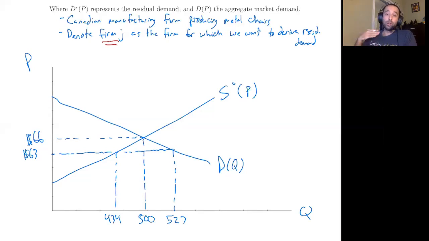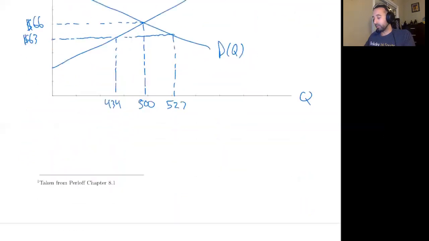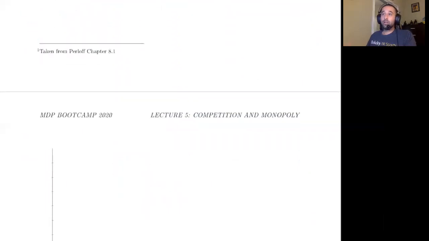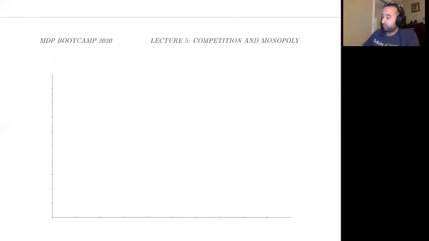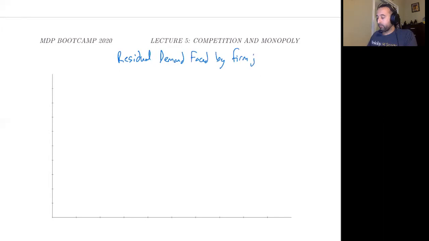So this is now where firm J, the one that's not in this market, is able to step in and provide supply to meet some of that residual demand, and can help us think about how to derive that firm's residual demand curve that they face. And so with this information, I can now draw in this graph. So this graph is going to be the residual demand faced by firm J.